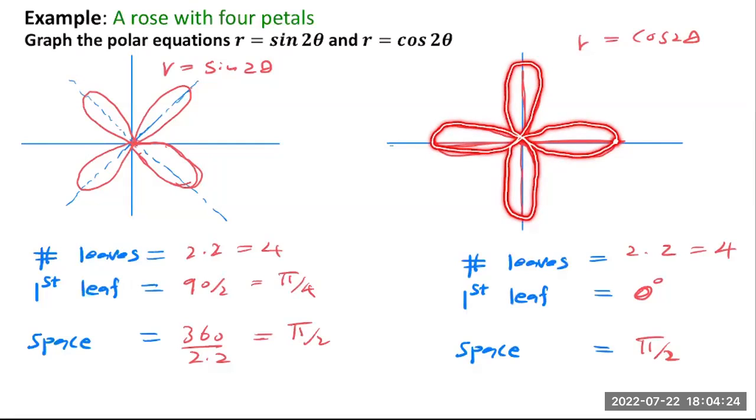Okay, it will come back to the point where you start. Okay, so that's the shape of r equals cosine 2 theta. Okay, that completes that example.